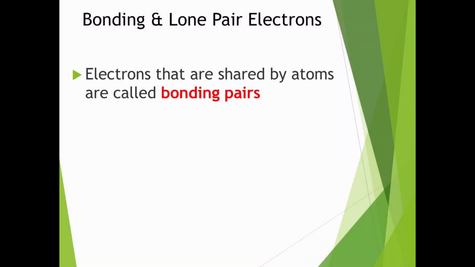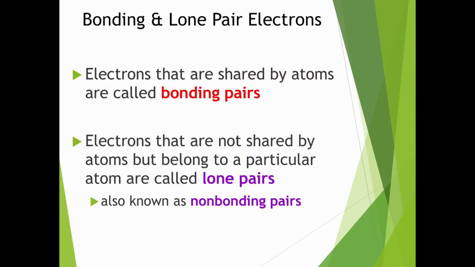All right, electrons that are shared by atoms, we call those bonding pairs, like I said. And then electrons that are not shared by atoms, but that belong to a particular atom, are called lone pairs. Sometimes you'll hear them called non-bonding pairs, but in chemistry, we typically call them lone pairs.